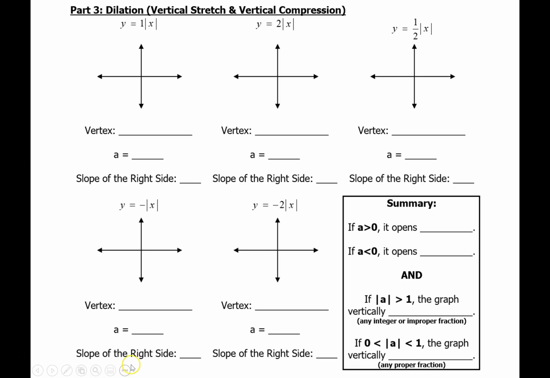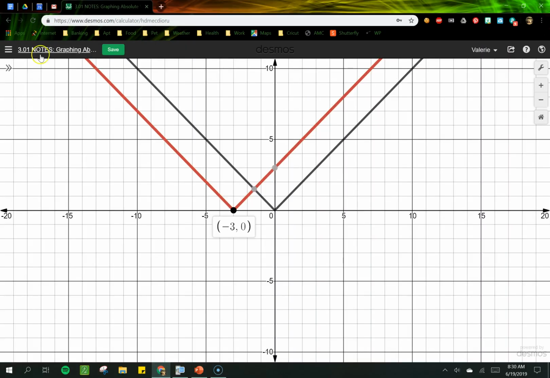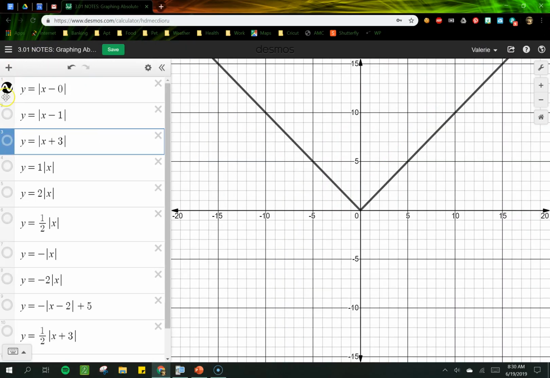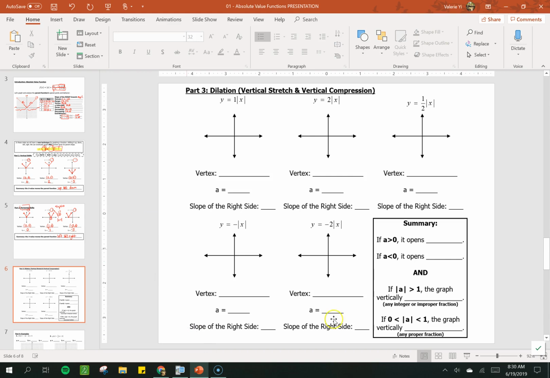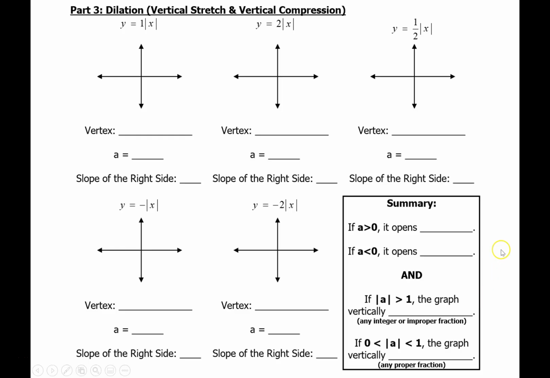This first one is the 1 times the absolute value of x. So let's look at that on our handy graph. I'm going to hide both of those and pull up just the 1 times the absolute value of x. Notice that the vertex is still at 0, 0. The slope of the right-hand side is still rise 1, run 1. This is just our parent function. Remember, when you multiply by 1, it doesn't actually change anything.